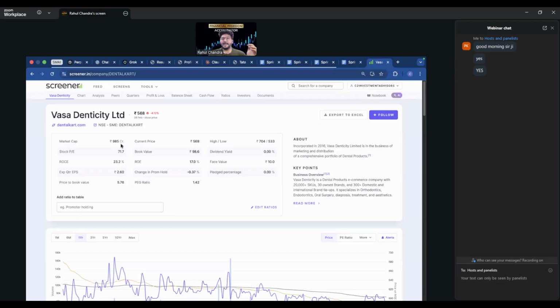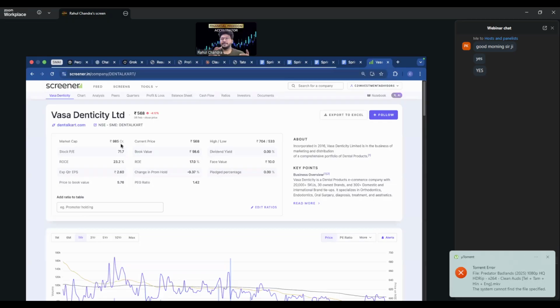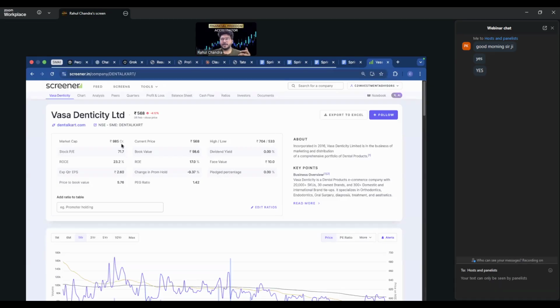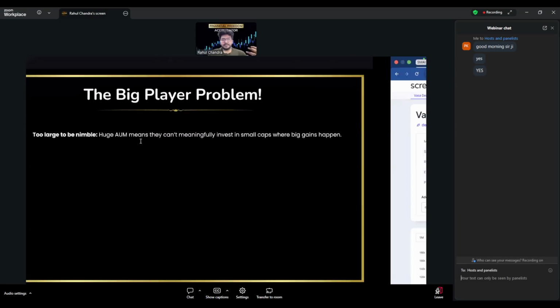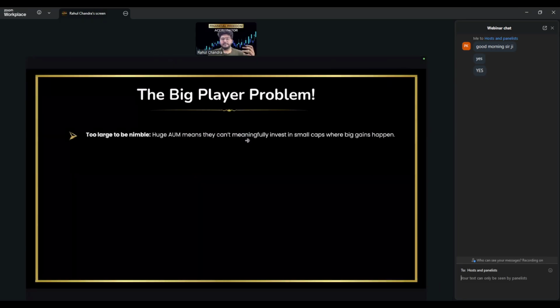So when they're buying, imagine, who is selling 10 crores worth of Vasa Denticity? Nobody, right? In a single day. But if they invest smaller amounts, it does not make sense for them, because they will have criteria, they'll have rules, how many stocks they can invest in, what is the minimum ticker size they need to invest in a particular stock. So all these small companies have a really, really big problem when it comes to investing in small cap stocks.